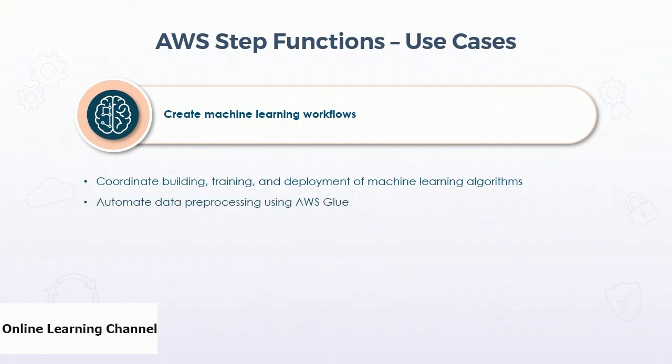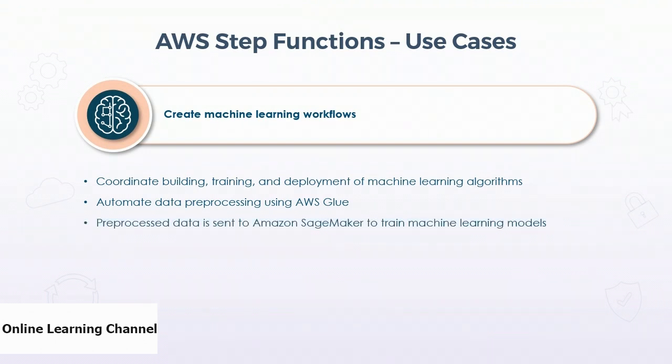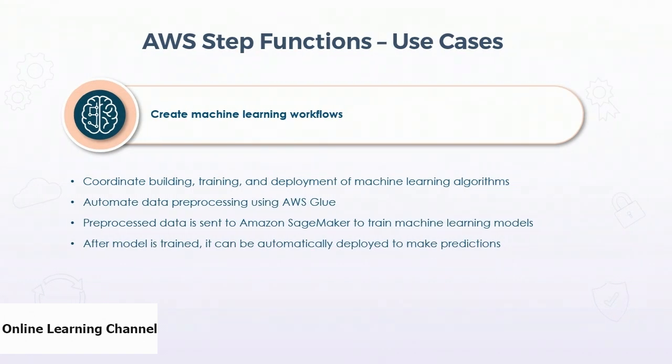The Step Functions can be used to automate pre-processing of the data using AWS Glue. After the ETL job is run by Glue, the data can be sent to a machine learning interface called Amazon SageMaker to train the machine learning models on the data. After which, when the model is trained, we can create another job to deploy the model for making predictions.